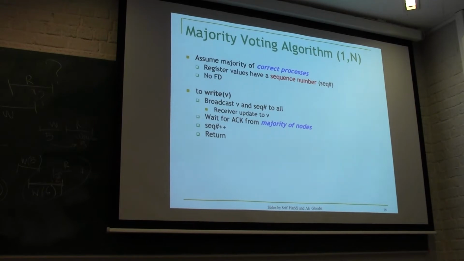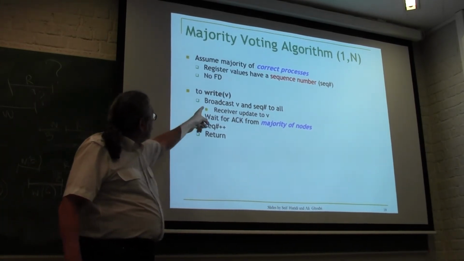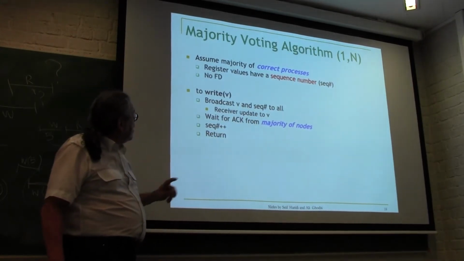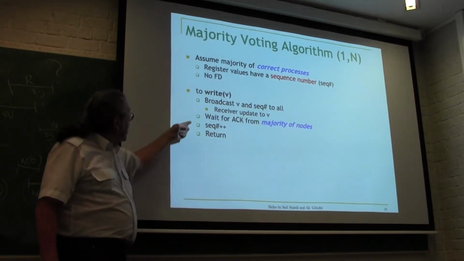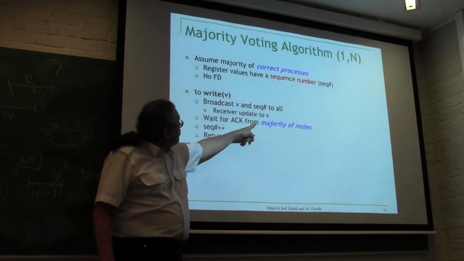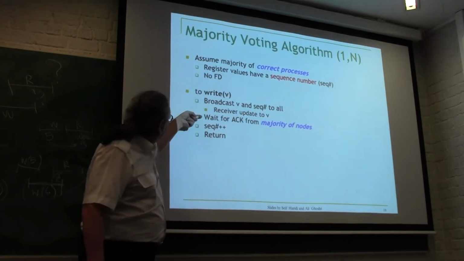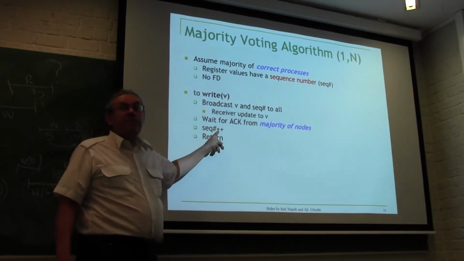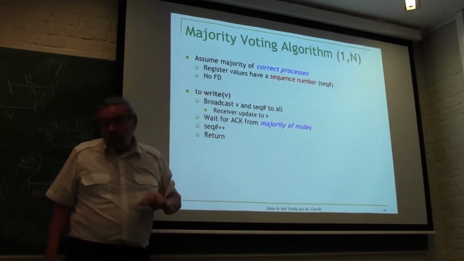Okay? So here is the write. You broadcast the value and the new sequence number to everybody. The receiver will update the value. And then you wait for acknowledgement from a majority. See how it works? You broadcast to everybody, but you only wait for a majority. Then you increment the sequence number. Okay, this is C plus plus notation. And you return. So that's the write.